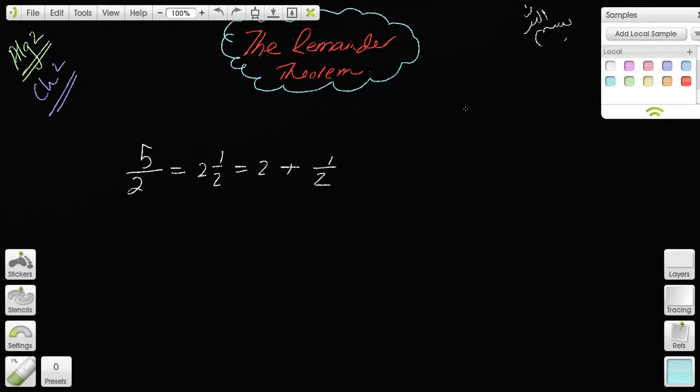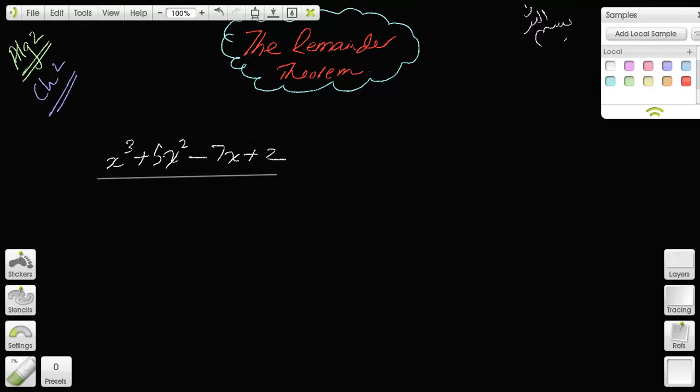So the same happens when we are dividing polynomials, right? For example, if you divide this polynomial, either by long division or synthetic substitution, whichever way you do this, 5x squared minus 7x plus 2, by x minus 2, the resultant is x squared plus 7x plus 7, and the remainder is 16 over x minus 2.